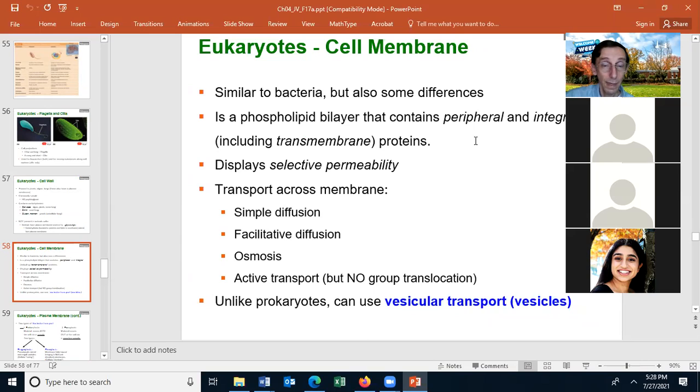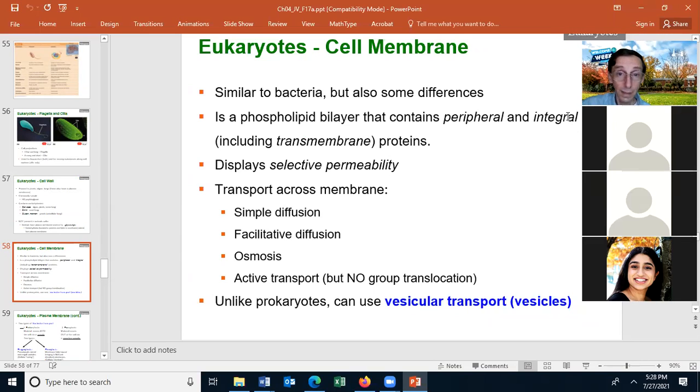Eukaryotes have a cell membrane which is similar to the bacteria. The main molecule is the phospholipid, and it forms a bilayer. You can find proteins in the cell membrane: the peripheral proteins, the integral proteins, and the transmembrane proteins. And remember, it's the proteins that move most of the molecules across the cell membrane.